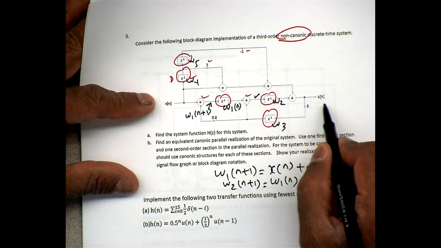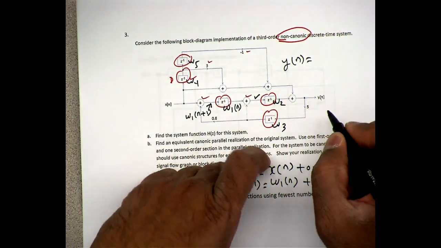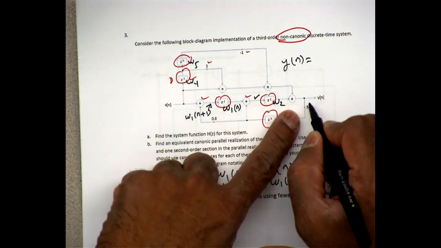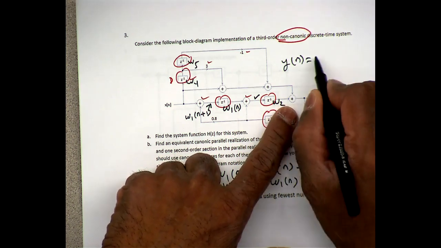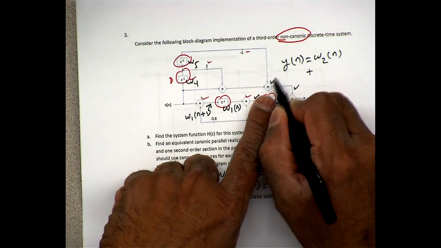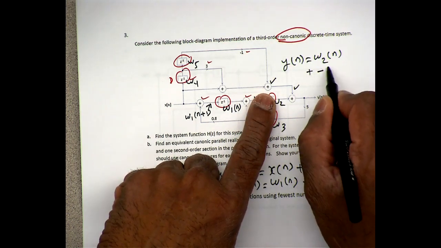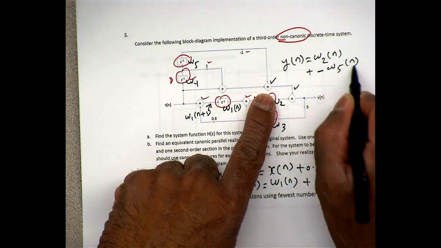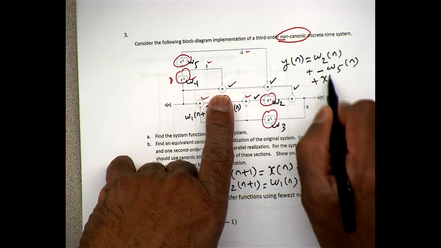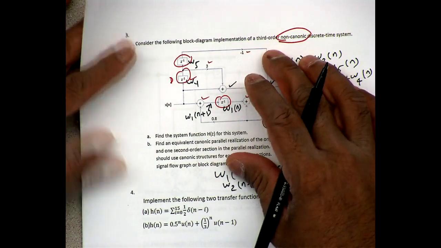And finally, the output yn is going to be the result of this add operation, which is W2n plus whatever is coming here, and those inputs are minus W5n, and then what is coming here, that is xn plus W4n. Okay, so I'm going to give this as a homework for next week.